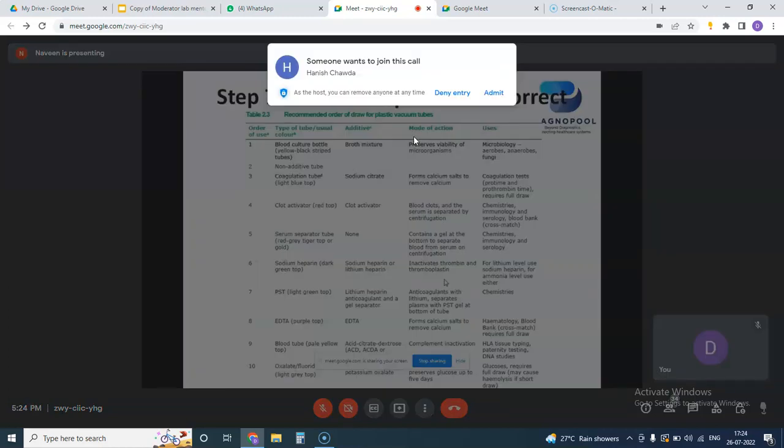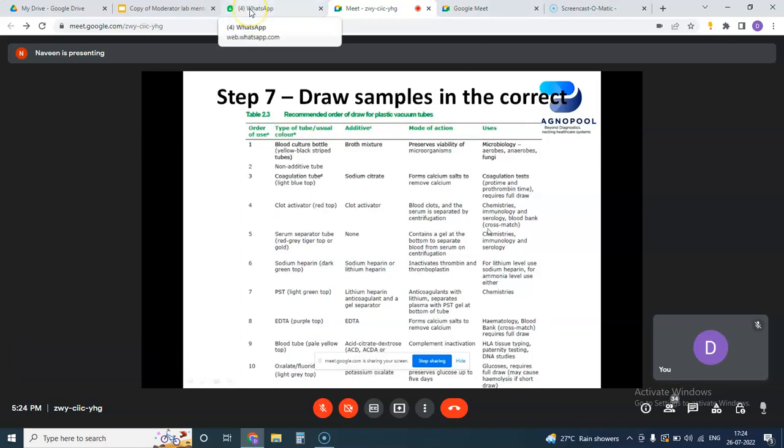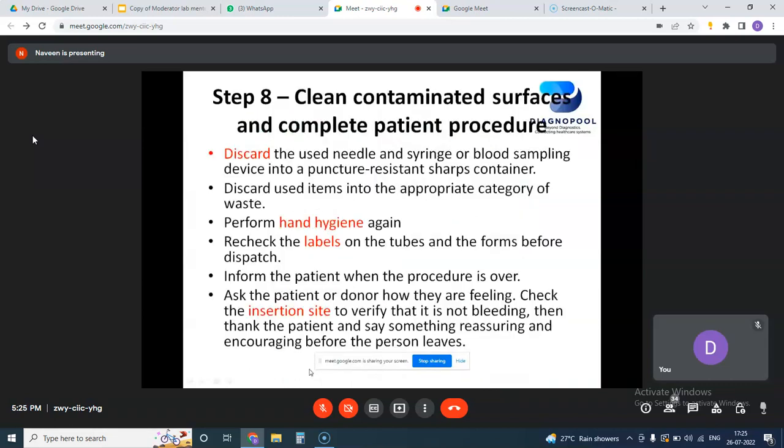The phlebotomist should always know the order of draw. So usually order of draw starts from blood culture tubes, then coagulation tubes, then the tubes for biochemistry tests. Then usually it ends with EDTA tubes, which are used for hematology investigations, and the last will be fluoride tubes. So order is important because there is chance of contamination with the anticoagulants. Okay, so the fluoride should not be contaminated, so that's why it is used at the end.